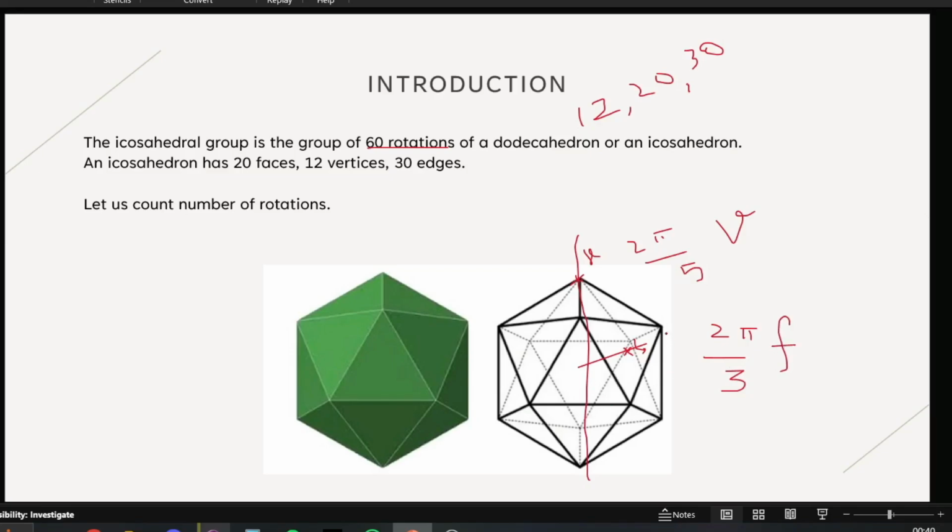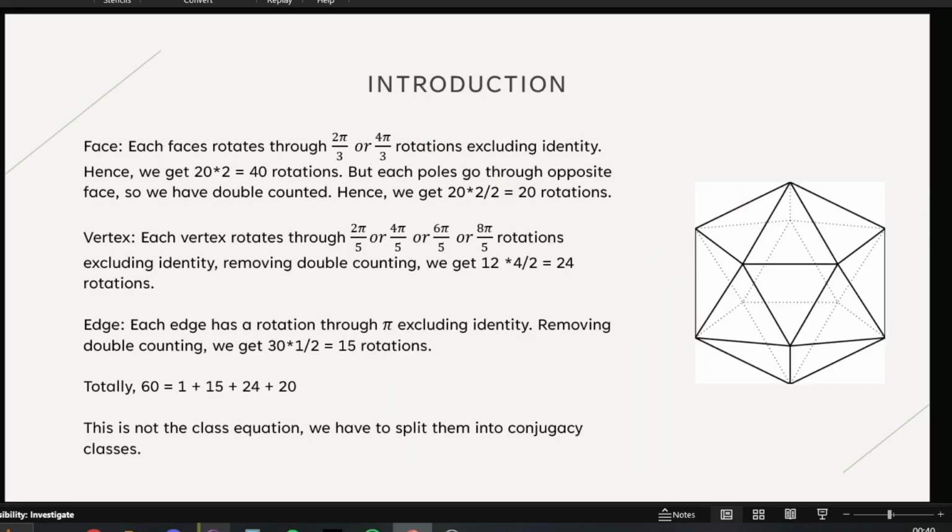And then if we take any edge, we only have a pi rotation. We have the identity and the pi for the edges. So each face will go through a 2 pi by 3 or a 4 pi by 3 rotation, excluding identity. So now we want to count the number of rotations. We have established that the group G, which is order preserving, has 60 rotations.